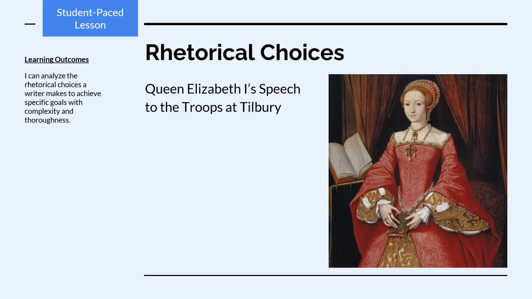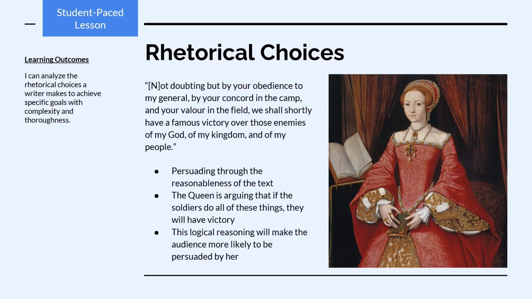Let's look now at some examples of the 3 means of persuasion in action, and we'll start with Queen Elizabeth's speech to the troops at Tilbury. At the end of her speech, the Queen says this: "Not doubting but by your obedience to my general, by your concord in the camp, and by your valor in the field, we shall shortly have a famous victory over those enemies of my God, of my kingdom, and of my people." In this statement, she's persuading through the reasonableness of the text, because she's arguing that if the soldiers do all of these things, then logically they will have a victory. This logical reasoning is designed to make the audience more likely to be persuaded by her message.